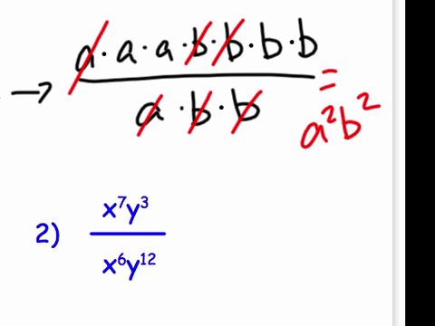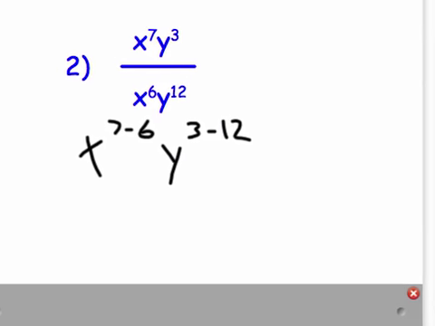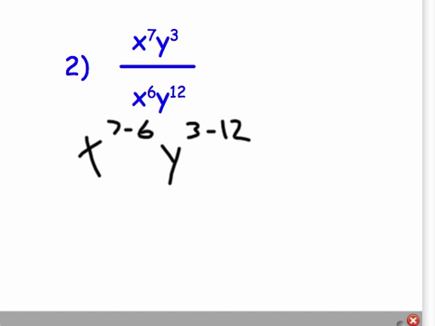Okay? Let's take a look at the next one. X to the 7th over x to the 6th, so we subtract. So I get 7 minus 6. I'm just going to write this out. And y to the 3 minus 12. Notice how the top one comes first. I don't write 12 minus 3 because 12 is bigger. And I simplify that, and I would get x to the 1st. Don't need to write the 1. Y to the negative 9.